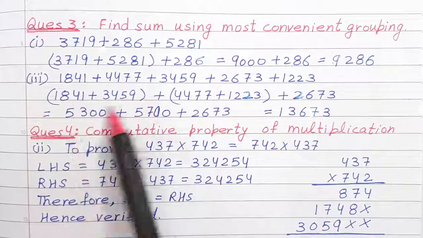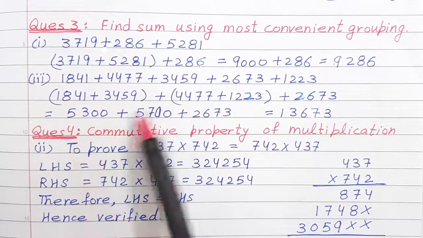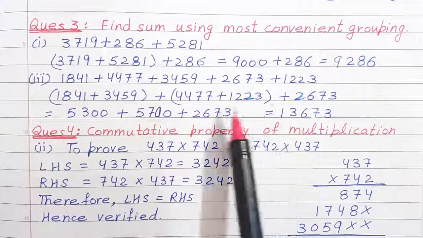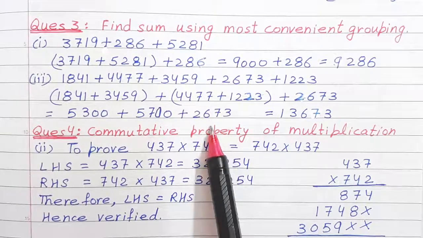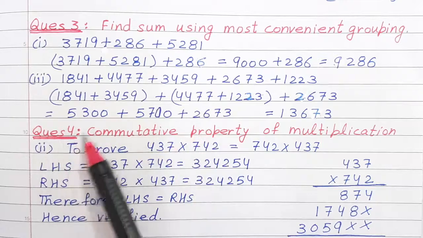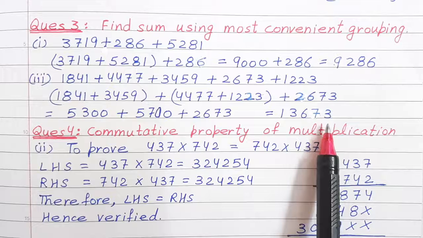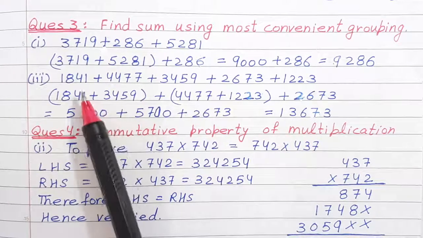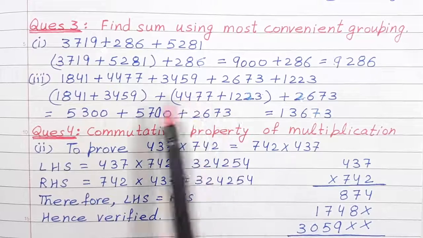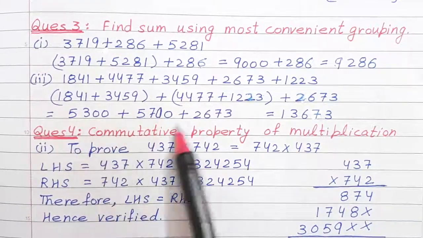Now after addition of the first two numbers, it is 5300, then 5700, then one number was left behind unpaired. We write it as it is. So the sum of all these numbers is 13,673. I hope it is clear. You need to make the groups in such a manner so that it will become the number nearest to zeros, right?